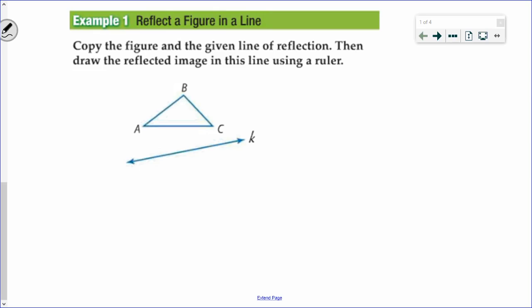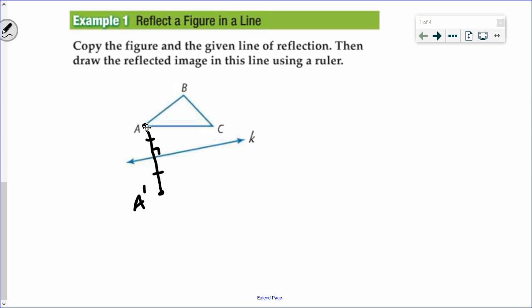So let's first reflect point A. Line K is our line of reflection here. We want to go across the figure and be about the same distance from the line of reflection. Remember, it's the perpendicular bisector, line of reflection, perpendicular bisector. So this would be point A prime. We're just graphing that as accurately as we can. Of course, you can use a ruler to make sure it is exactly the same distance on both sides of the line of reflection.